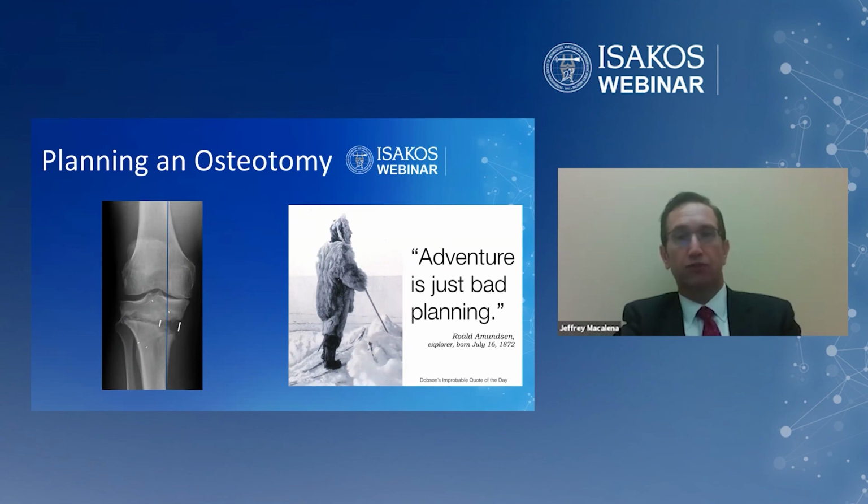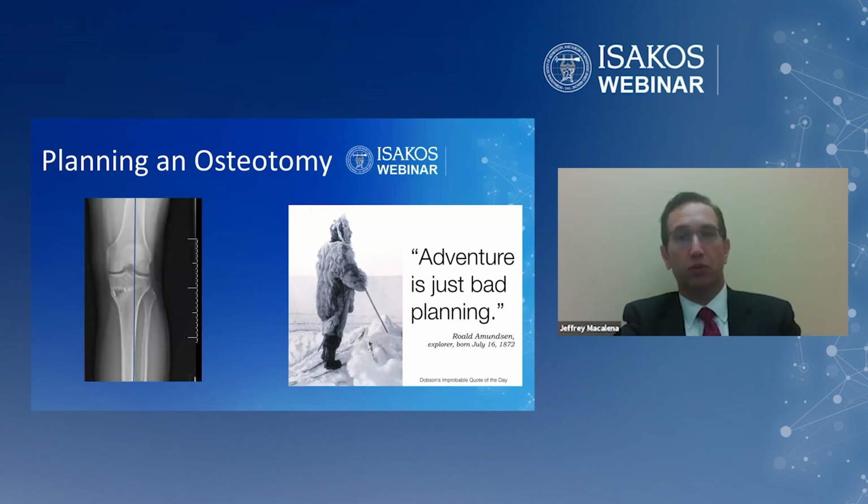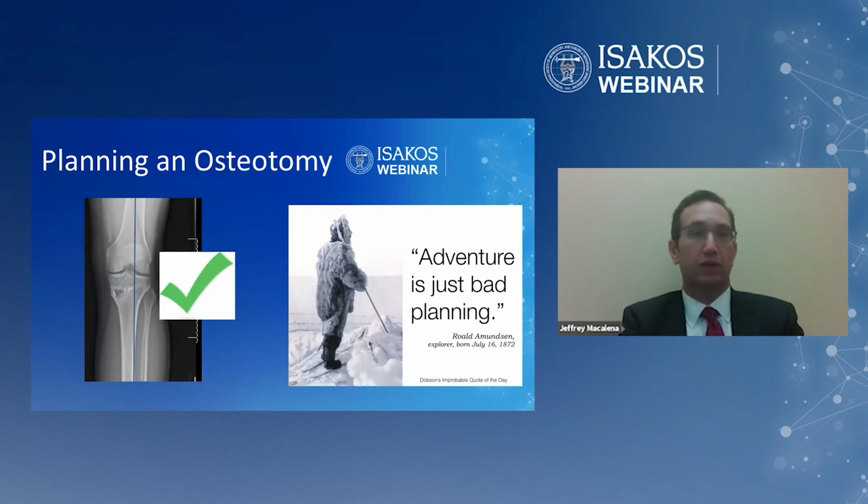So to try to bring this full circle, as Explorer Amundsen reported following his expedition, adventure is just bad planning. And what you don't want is an adventure like this. So this is a patient who was referred to me following an osteotomy. They were still in varus. They had a non-union. They had broken through the lateral cortex, and the patient was clinically doing poorly. So plan your osteotomy out in advance so the patient can go on to union and get on with their life and return them to doing the things that they want to do.